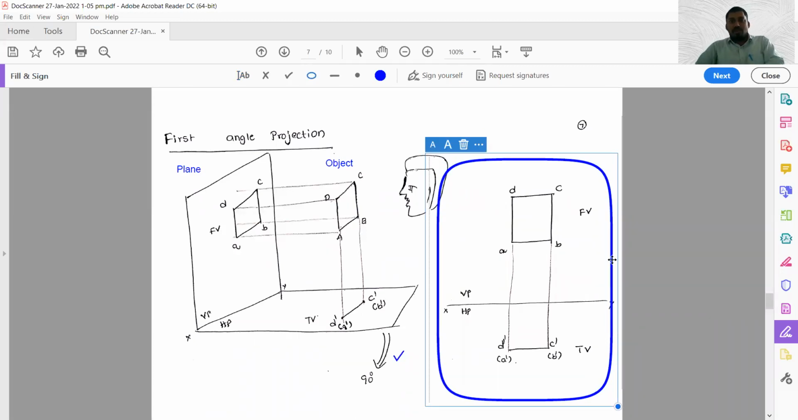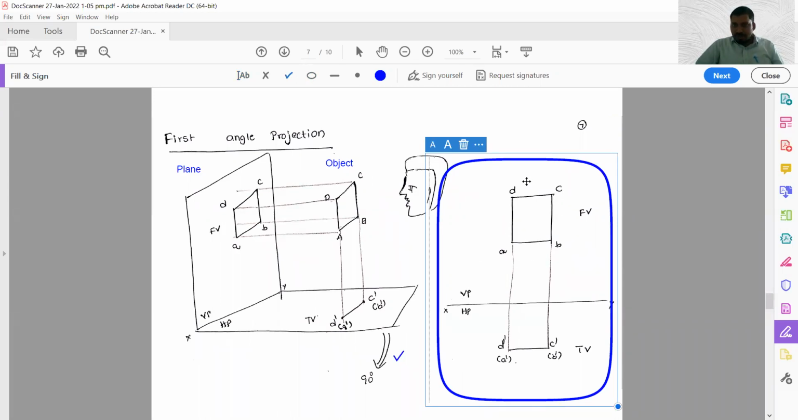In this diagram, XY is the reference line. This is VP. You will be getting VP here. And below the reference line, you get HP, horizontal plane. So below the reference line, we see top view. Above the reference line, we see front view in first angle projection.